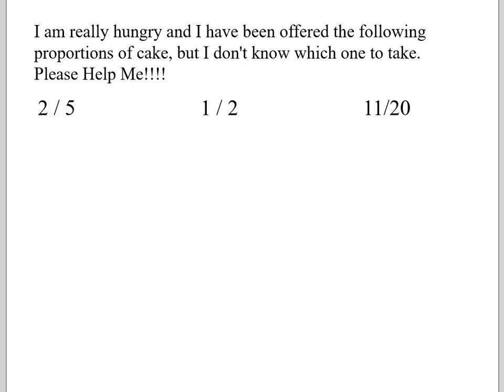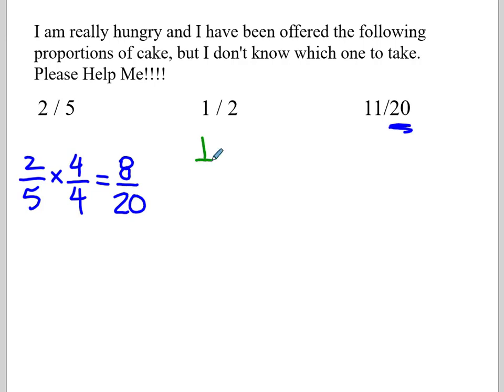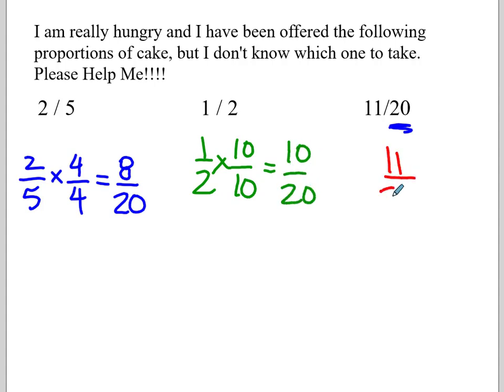If we can get them all to have the same denominators, the same base number, then it allows me to compare how many of each type of those pieces of cake I have. So I'm going to look at these and I can get all of them to a base 20. So if I have 2/5 and I times top and bottom by 4, I have 8/20. If I have 1/2 and I multiply top and bottom by 10, I end up with 10/20. And the last one is 11/20.